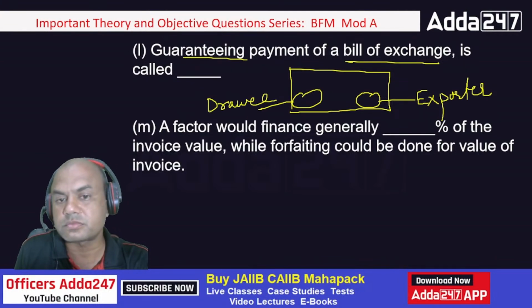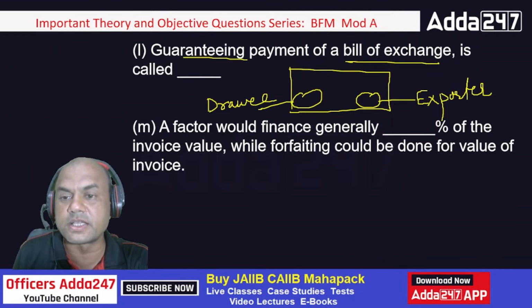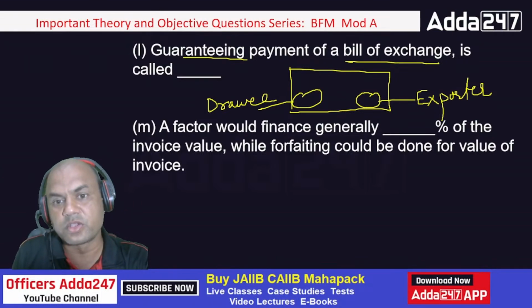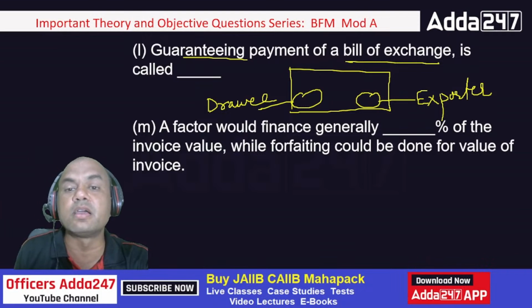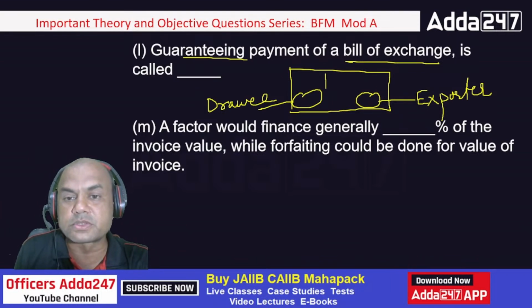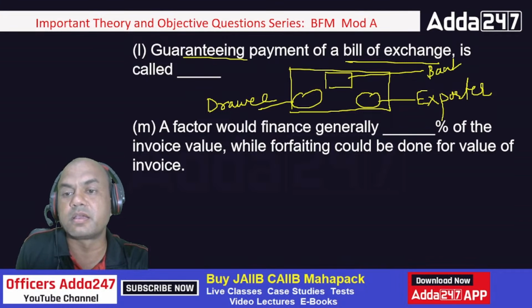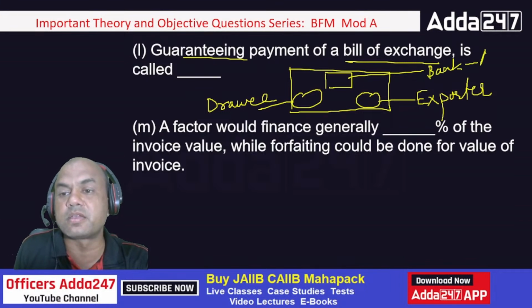Drawee. Okay. But what is this guaranteeing? Guaranteeing by whom? Here in this case, the exporter is asking this drawee to pay, right? So this guy is guaranteeing. But here now the role comes of the bank. What does the bank do? The bank puts a separate stamp on this bill of exchange. Accepted. The bank will write accepted, and give the stamp, accepted.